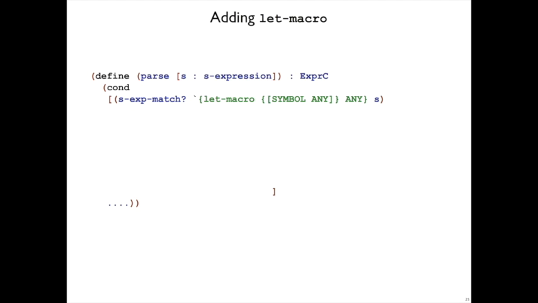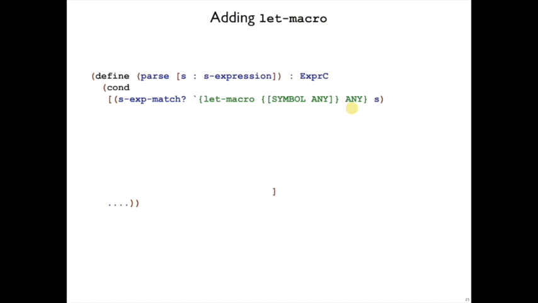Now that we have those S-expression values and operations, we can look at parse again. And this is parse without the star because we don't need a hook anymore. We're going to add let macro as a form within our language. So parse just matches on let macro, some symbol on the right-hand side, and then the body of the let macro.